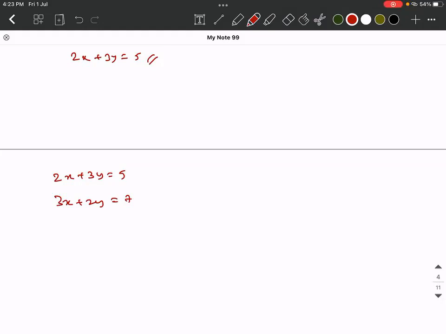For example, I want to eliminate x. Then I'll multiply the first equation with 3 and the second equation with 2, so that my first equation gets converted to 6x plus 9y is equal to 15 and the second equation gets converted to 6x plus 4y is equal to 14. Did you understand what I did?